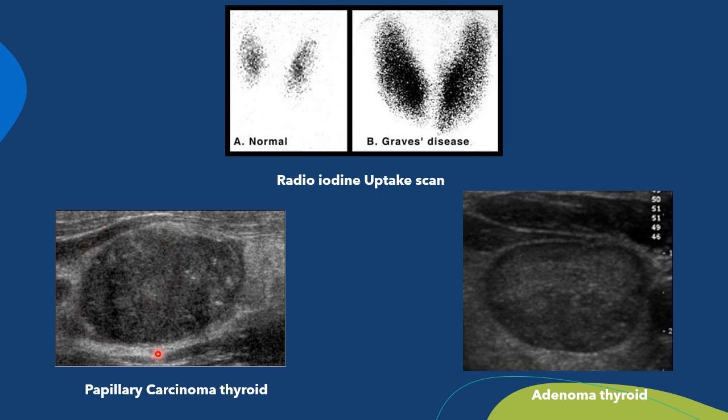This is an ultrasound picture showing you papillary carcinoma of the thyroid. See, there is heterogeneous material or substance within the nodule, and the capsule is breached. There's breaching of the capsule. Here, hypoechogenic, uniform echogenicity of the contents, and the capsule is well encapsulated. This is a thyroid adenoma, a benign thyroid adenoma.